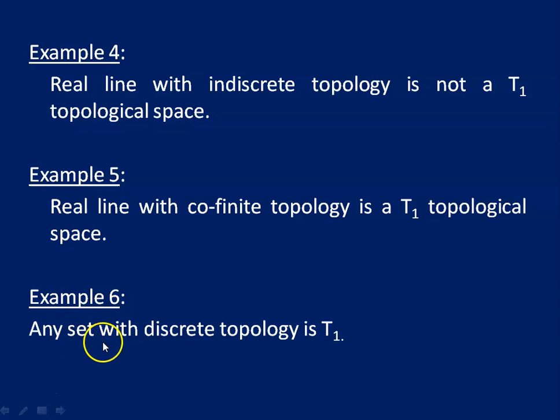The next example is that any set with discrete topology is also a T1 topological space, because in the case of a discrete topology, we know that every subset is an open set. So if we have any set with discrete topology, for every pair of two distinct points, we can find two open sets, one containing one point but not the other, and the other open set containing the other point but not the first one. So any set with discrete topology is a T1 topological space.